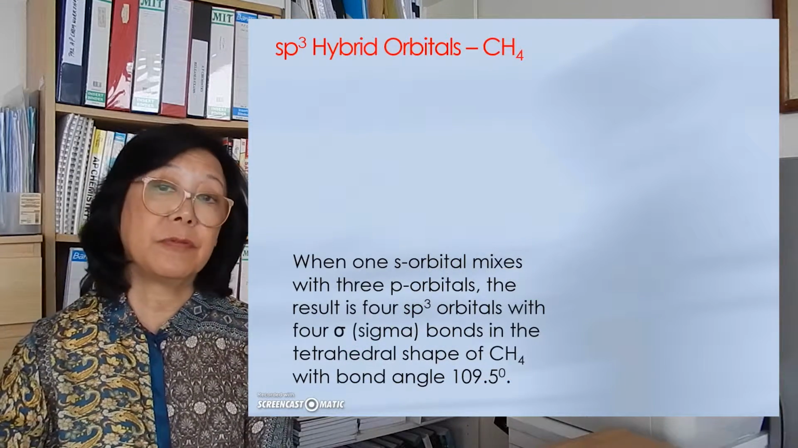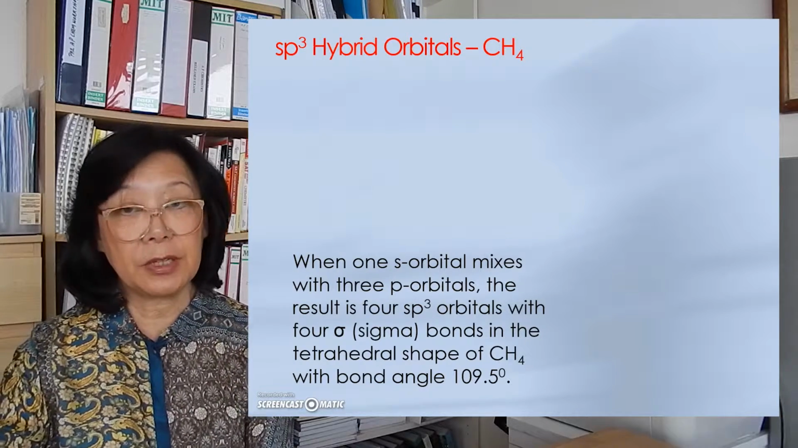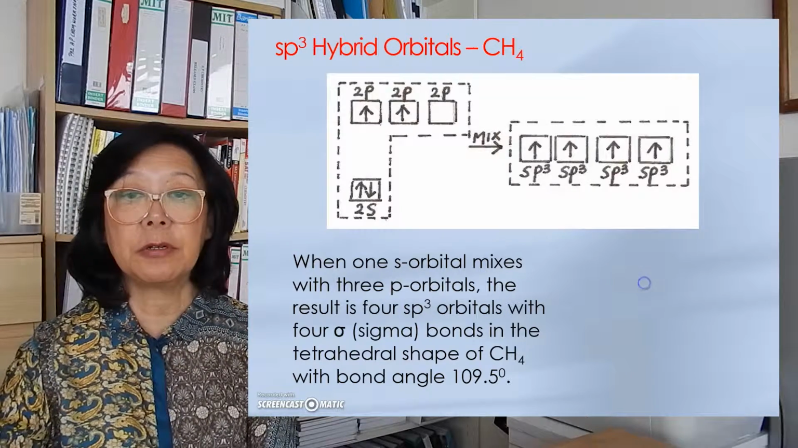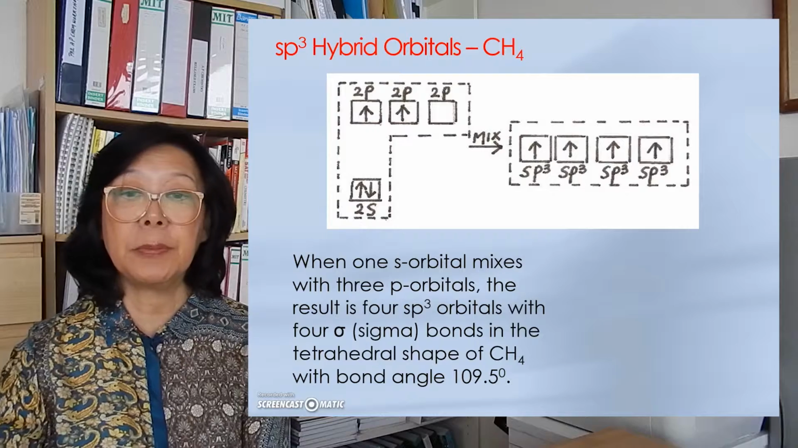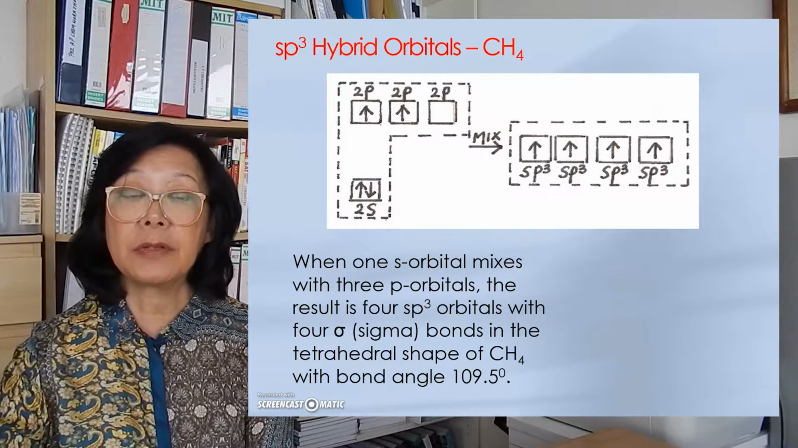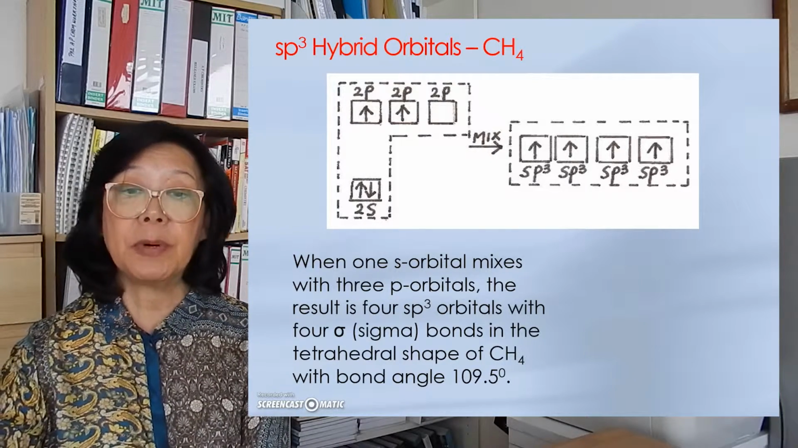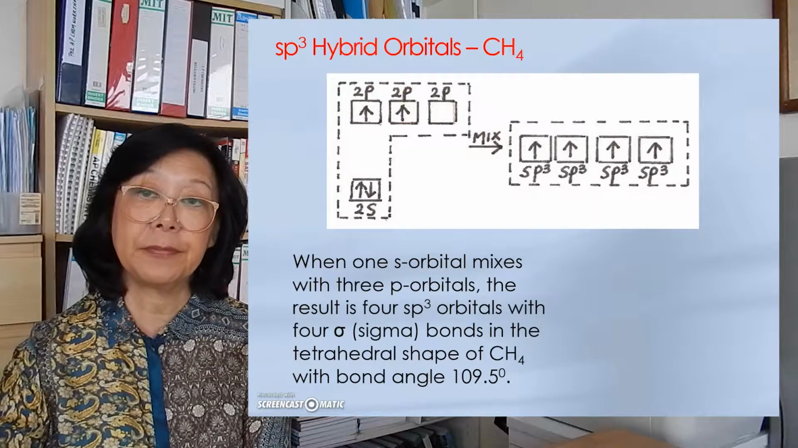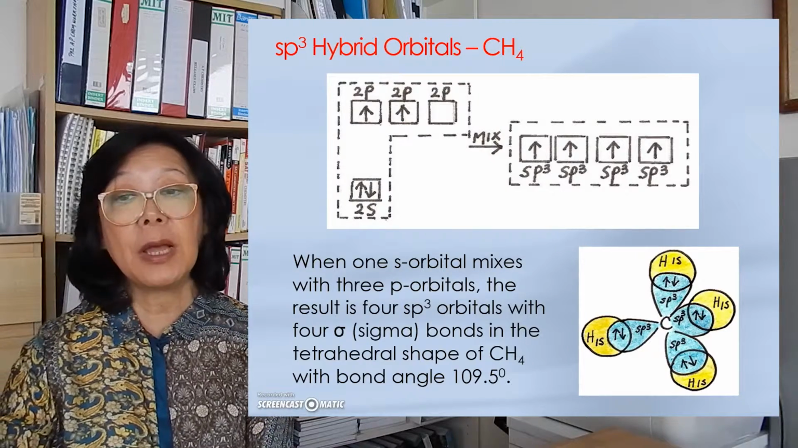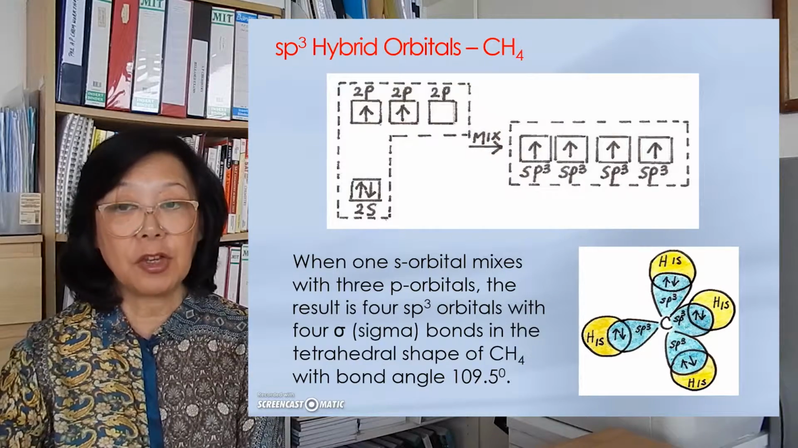The other kind of hybrid orbital is sp3, and that accounts for the formation of tetrahedral shaped methane. When one s orbital mixes with three p orbitals, the result is four new sp3 orbitals equal in energy, forming four sigma bonds in methane with a bond angle of 109.5. So here's a diagram showing carbon in the middle, with four sp3 orbitals equal in energy and length bonded to the four hydrogen atoms.